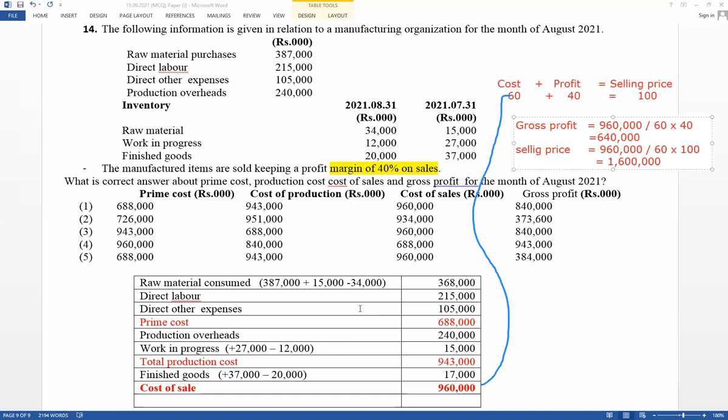But in this example, they ask prime cost equal 688,000. Cost of production equal 943,000. Cost of sales equal 960,000. But gross profit equal 640.